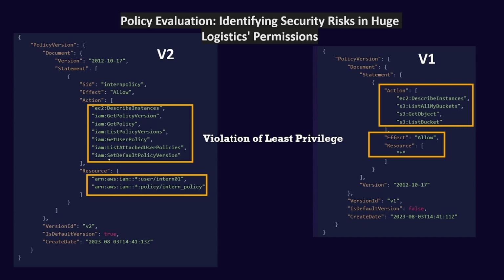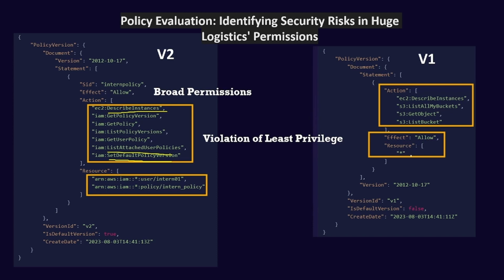As you guys can see, this user has a lot of access, that is set default policy version, list attached user policies, get policy, describe instances. These are the broad permissions, and this unrestricted access increases the risk of misuse or unauthorized access to resources, and it will potentially lead to a security breach.